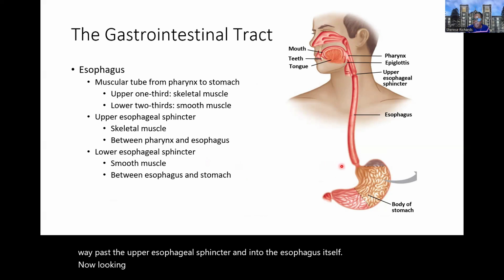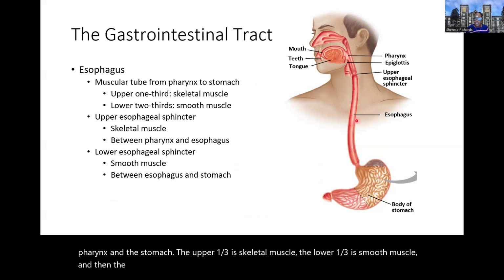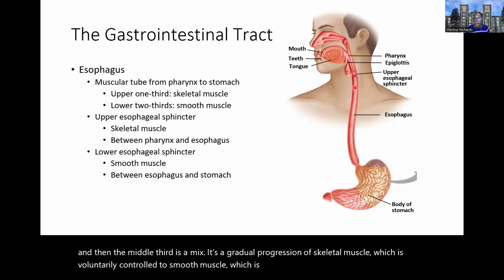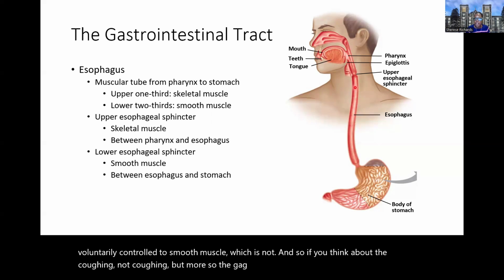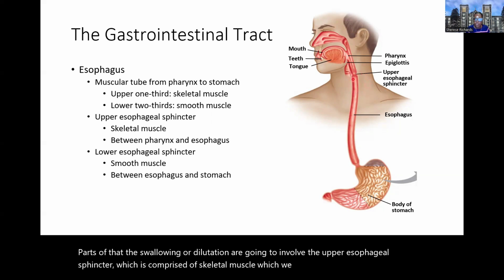Now, looking more closely at the esophagus, it is a hollow muscular tube connecting the pharynx and the stomach. The upper third is skeletal muscle, the lower third is smooth muscle, and then the middle third is a mix. It's a gradual progression of skeletal muscle, which is voluntarily controlled, to smooth muscle, which is not. And so if you think about the gag reflex, parts of the swallowing or deglutition are going to involve the upper esophageal sphincter, which is comprised of skeletal muscle, which we can voluntarily control.